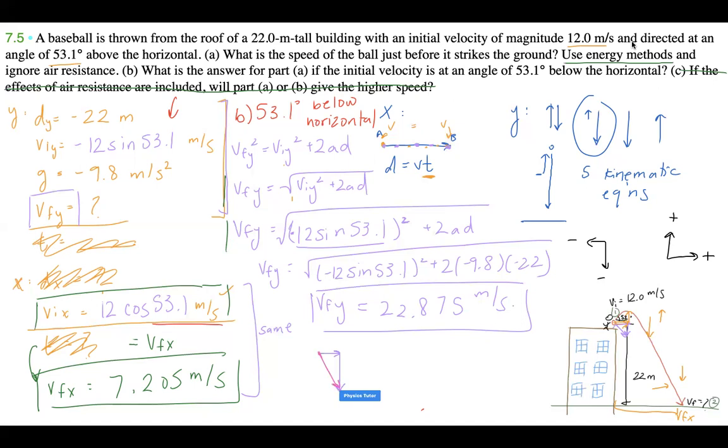So we're going to use the Pythagorean theorem, which you can do. I'm not going to go into that because I already showed you. And ultimately, our final answer, VF, which is going to be the square root of VFY squared plus VFX squared, that VF is 23.98 meters per second. That's our VF, right?